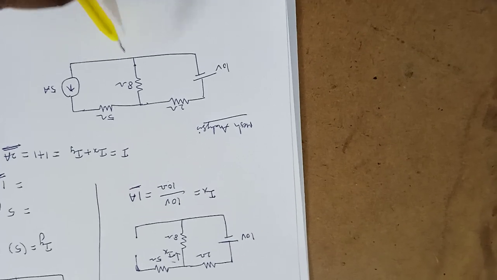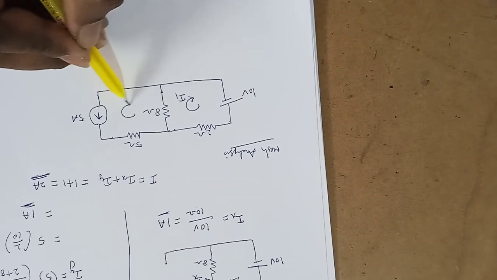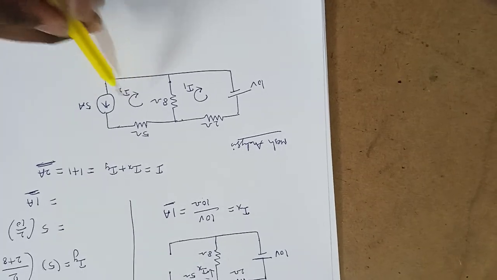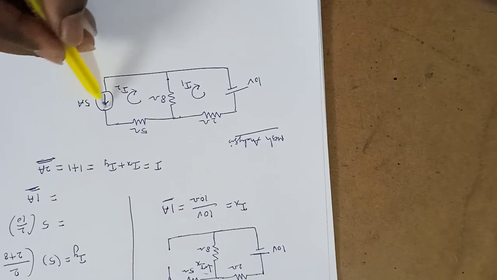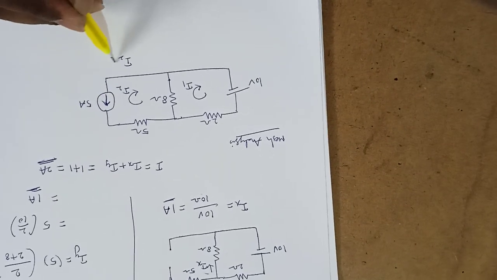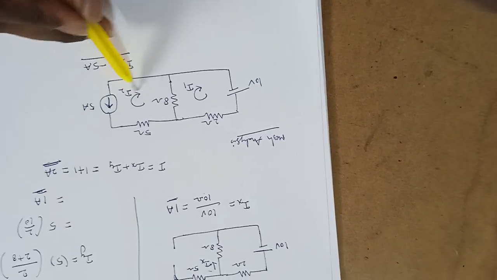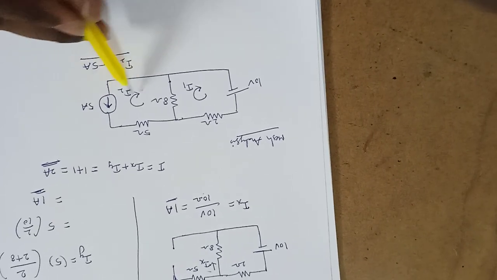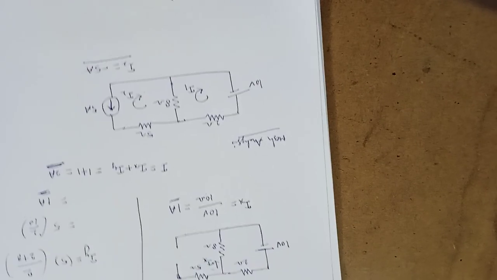It is like this. Now in the mesh analysis, what you have to do, you have to assume the currents I1 and I2. In this second loop, if you observe, the current is already given using the current source. So I2 is equal to minus 5 amperes. It is directly known, because I2 is in this direction, this current source is in this direction, so both are in the opposite directions, therefore I2 will become minus 5 amperes.